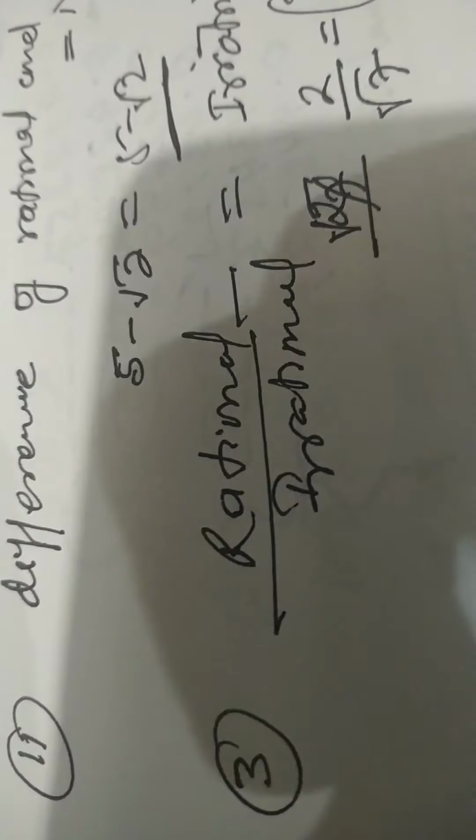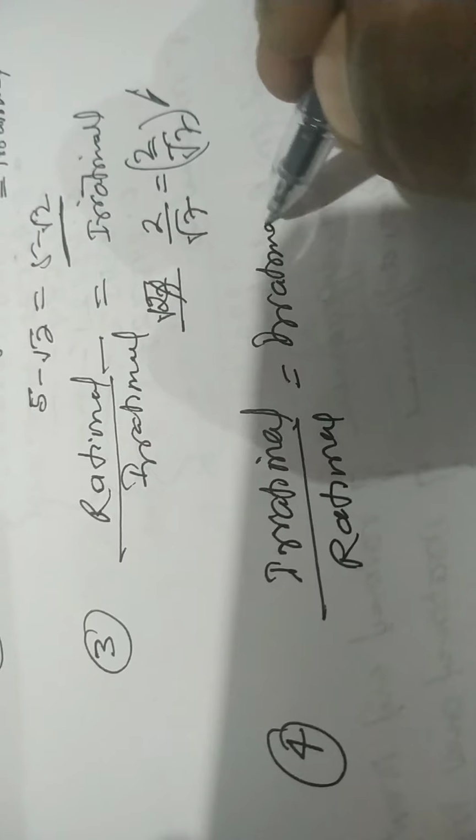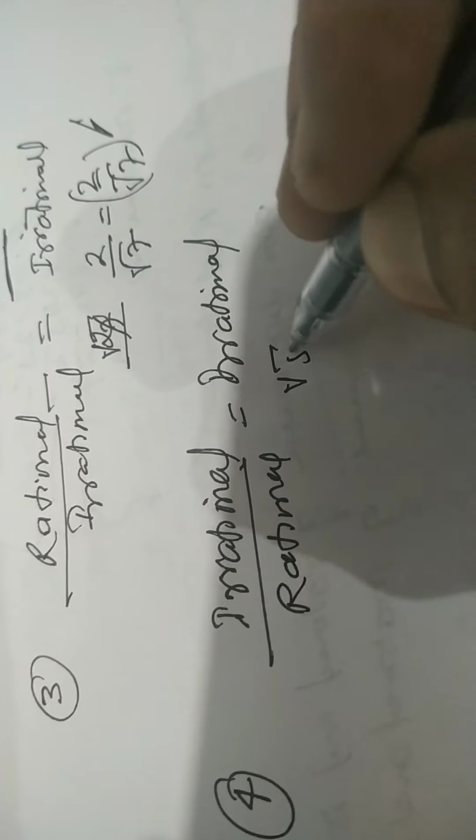That is the third case. The fourth case is irrational divided by rational. This is also irrational. For example, under root 5 upon 5 is equal to root 5 upon 5. It remains the same. That is an irrational number. We cannot calculate it further.